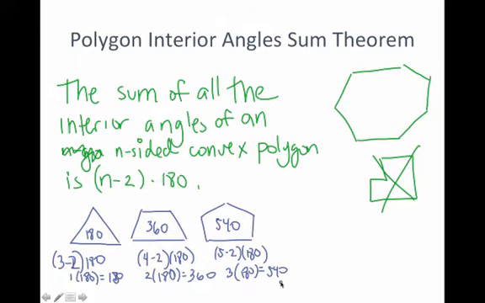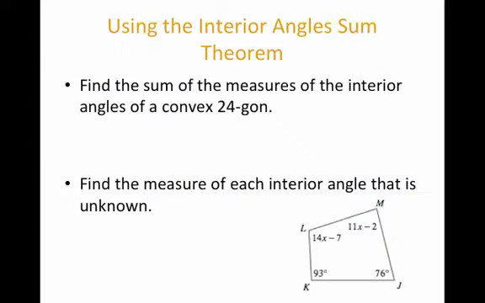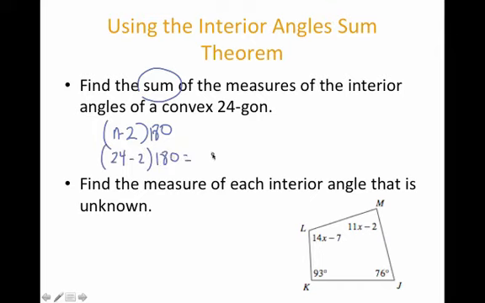So let's use this theorem to solve some problems. The first thing I want to do is find the sum of the measures of the interior angles of a convex 24-gon. Okay, so I'm just asking for the sum of all the angles in that convex 24-gon. So I use this formula, n minus 2 times 180, plug in 24 for n. So I'm going to do 22 times 180, which is 3,960.